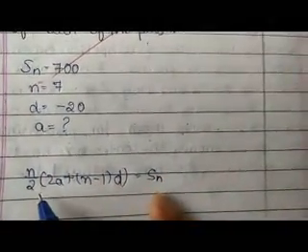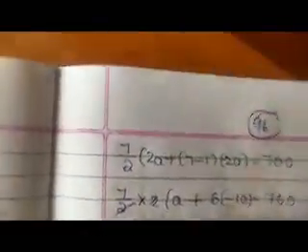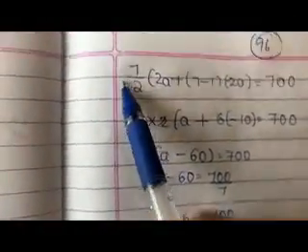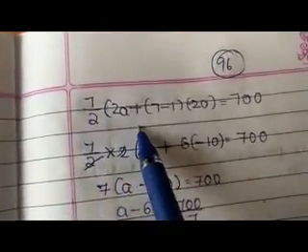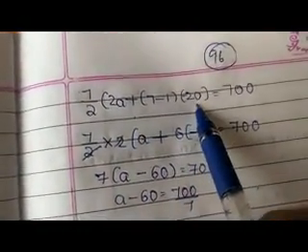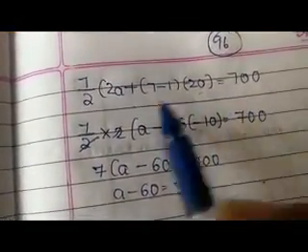So you got Sn, therefore use the formula in reverse. n by 2 into 2a plus n minus 1 into d is equal to Sn. Now you have to substitute here. So 7 by 2, n is 7. 2a plus 7 minus 1 into minus 20 is equal to 700.